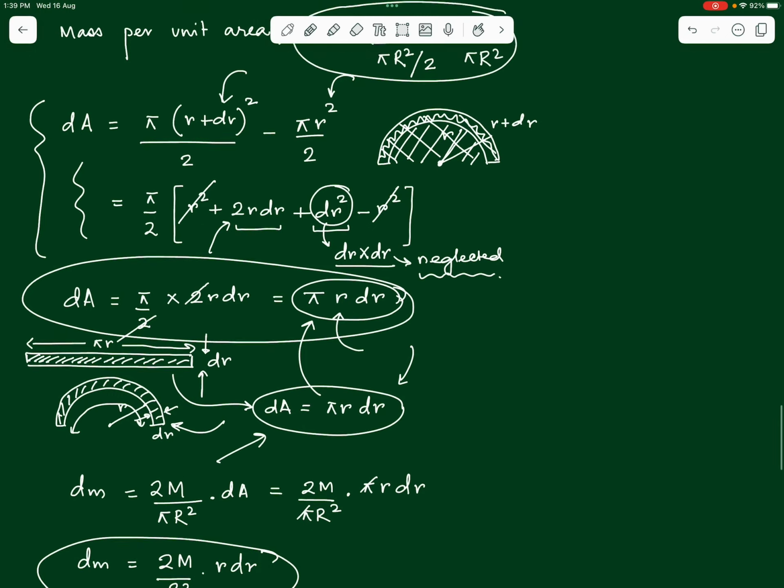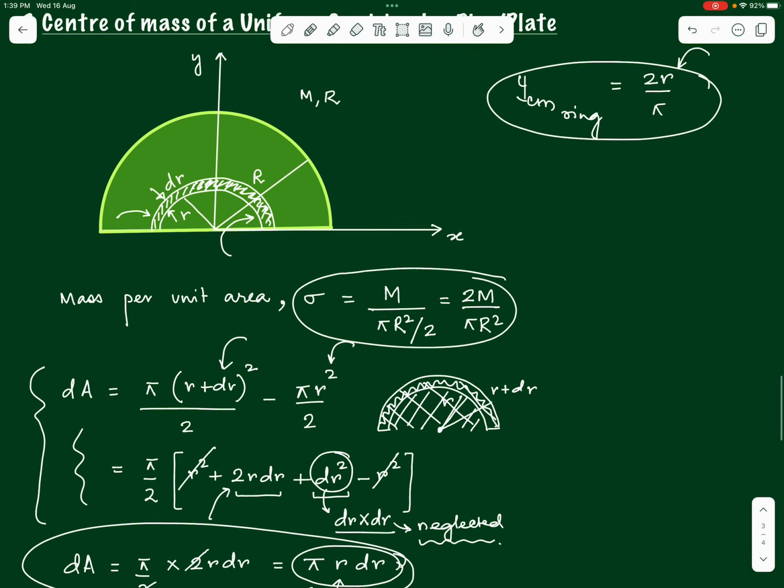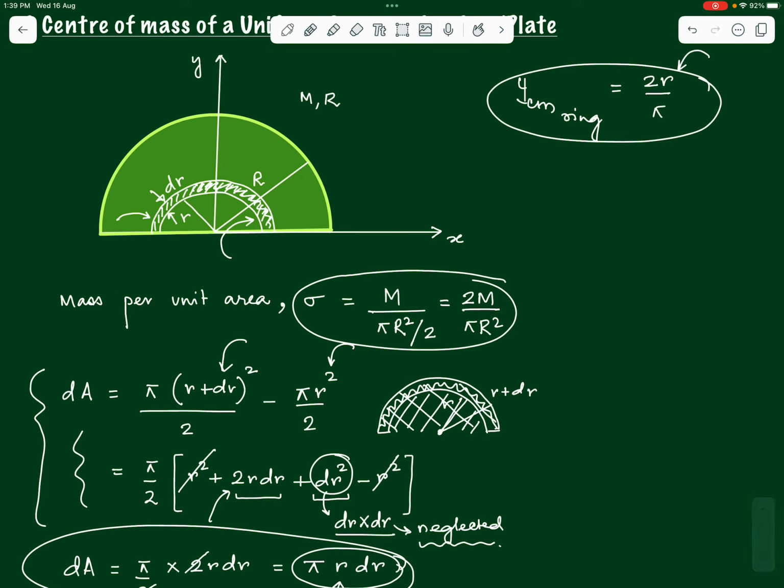dm, the mass of the elemental half ring. Now what do we do next? Next we find out the center of masses of the x and the y, like the center of mass along the x and the y axis. So x coordinate of the center of mass by definition is 1 by capital M integral of x dm.